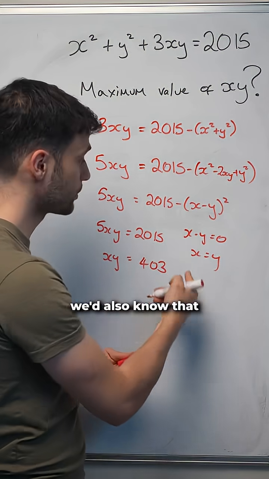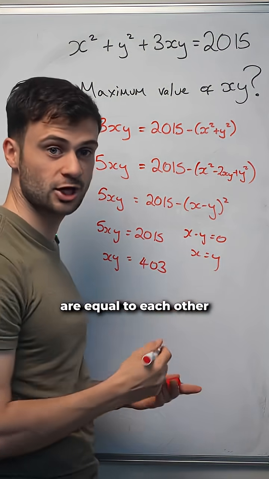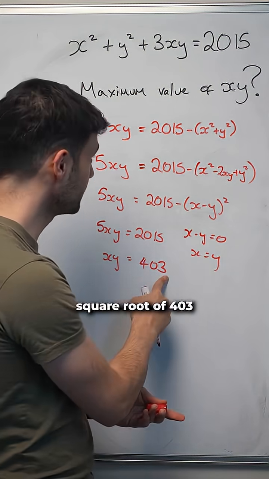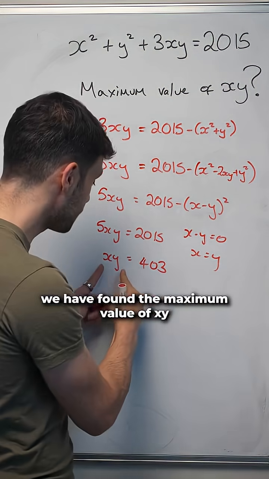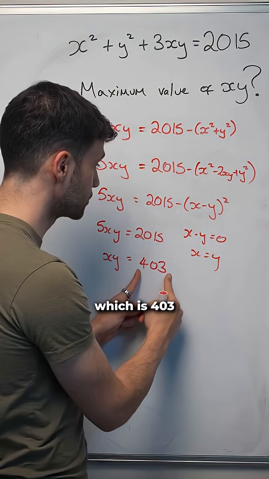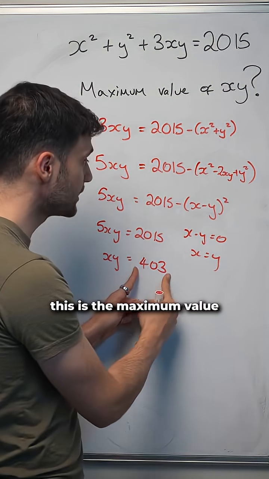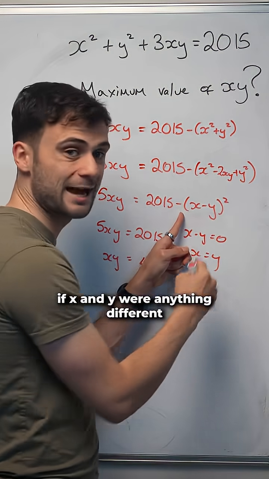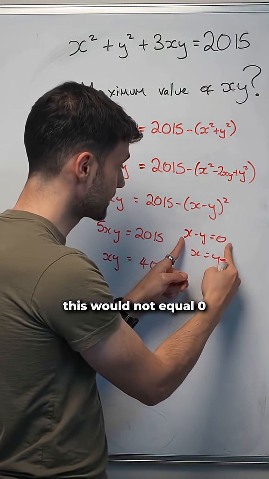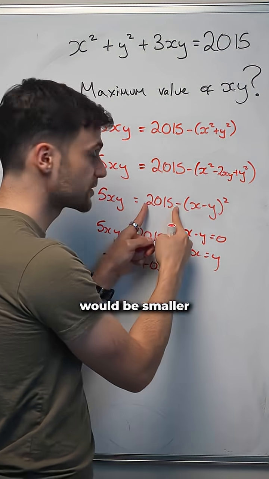And by doing that, we'd also know that x and y are equal to each other and they're both the square root of 403. But actually, we're done. We have found the maximum value of xy, which is 403. And we know that this is the maximum value because if x and y were anything different, this would not equal 0. And thus 5xy would be smaller than 2015.